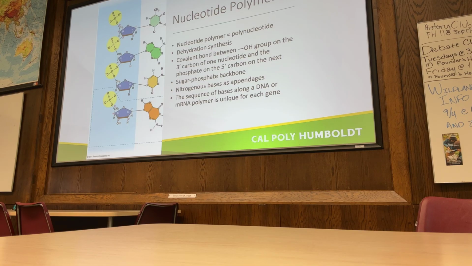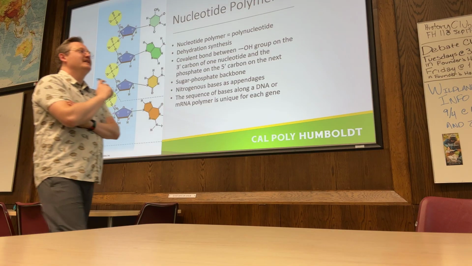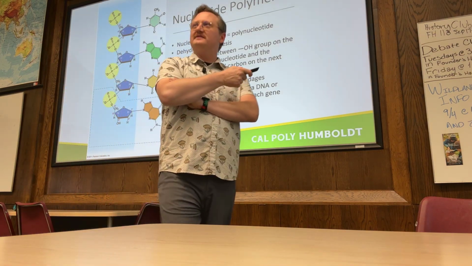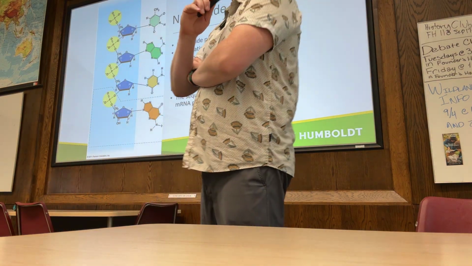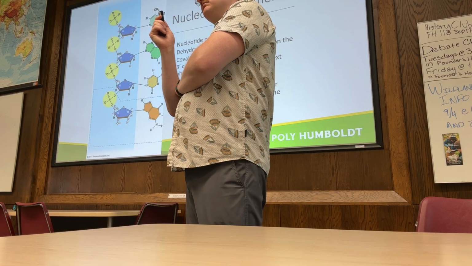Cool? This will be important because, the main reason it'll be important for you is that DNA synthesis can only occur in the 5' to 3' direction, meaning that as you're growing a nucleotide polymer, you can only add new nucleotides onto this end. That's going to be incredibly important. Okay, awesome. These are all joined together via covalent bonds that are generated via dehydration synthesis. Awesome.